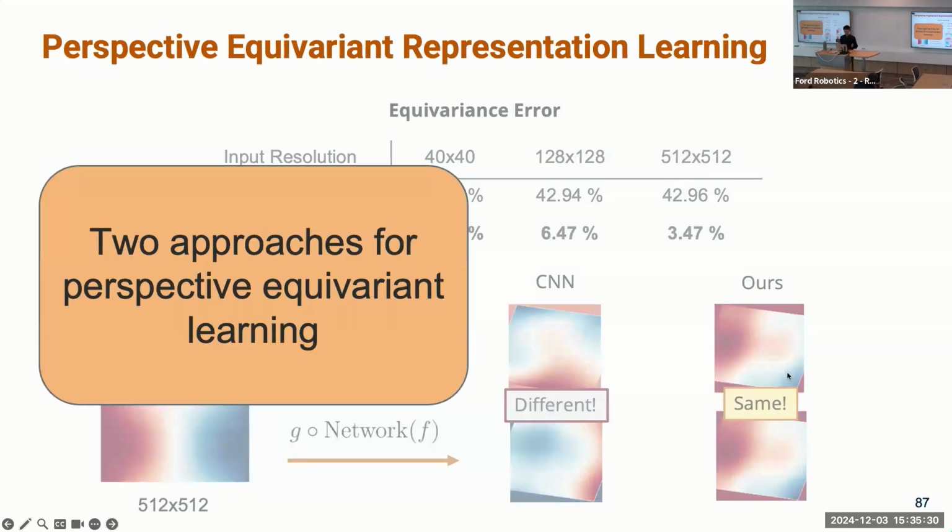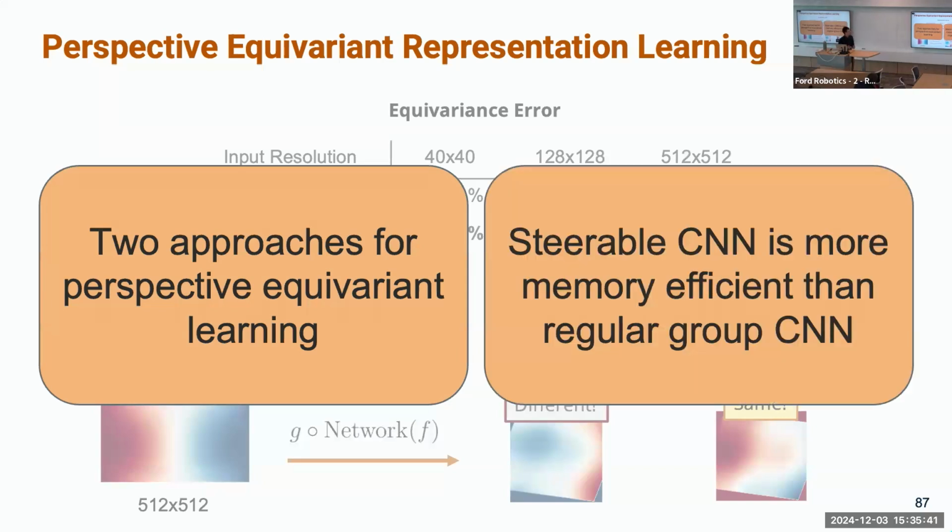So a quick summary of this chapter. I talked about two approaches for constructing perspective equivariant learning. I showed that steerable CNN is more memory efficient than regular group CNN, and talked about the drawbacks of regular group CNN.